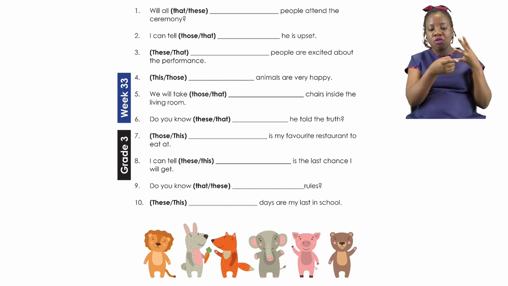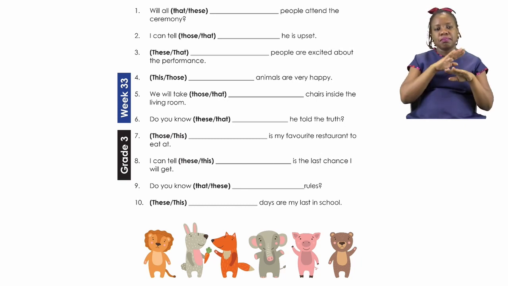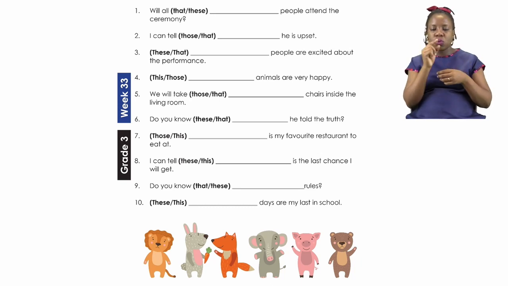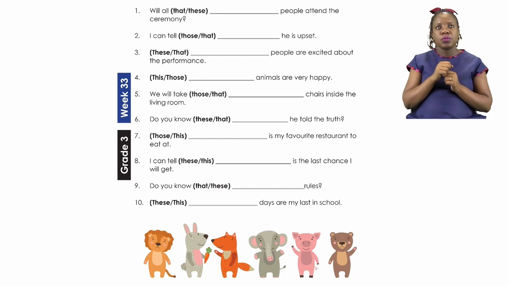Now let's quickly look at the example before we do one together. The example says, I can tell, and then you will see there you have 2 words in brackets. Is it that or those? You worked very hard. So there you will see the right word to fill in there is that. I can tell that you worked very hard.